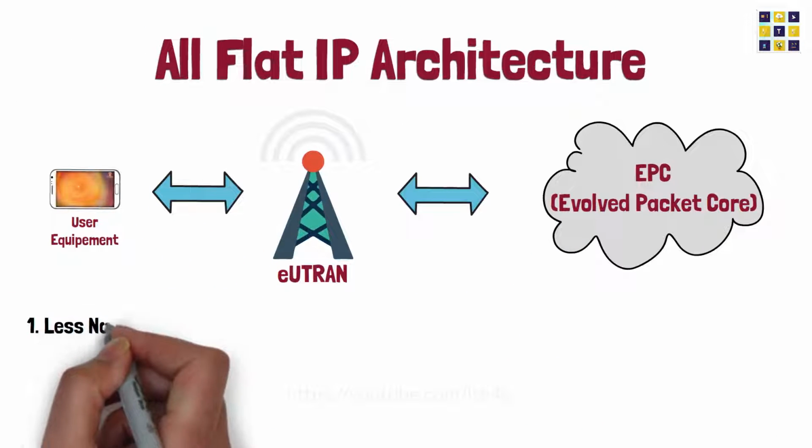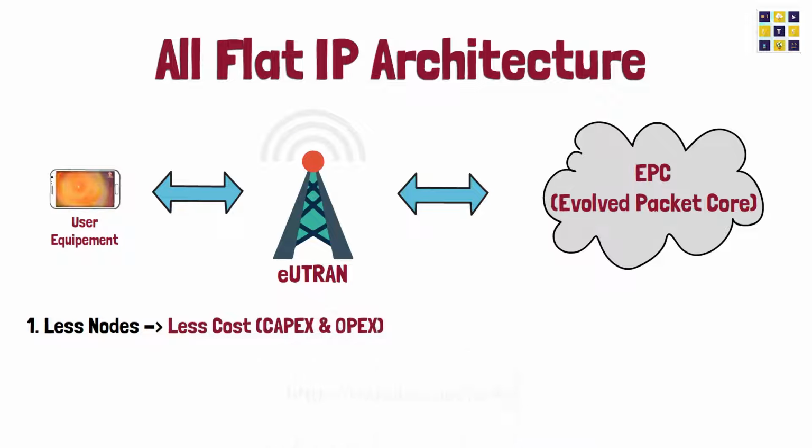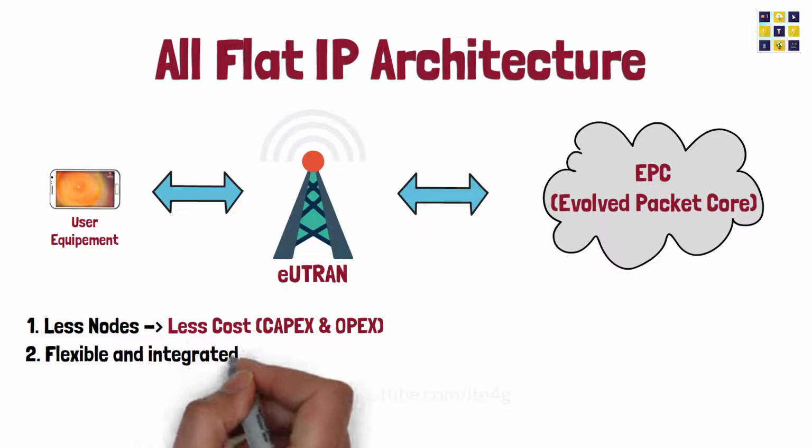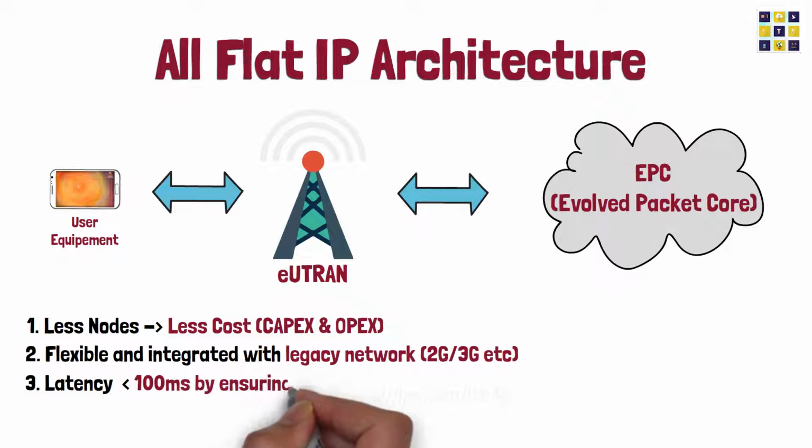So, an all-flat IP core network helped in reduction in the number of network elements, which greatly reduces the investment capital and operational cost, a better flexible core network that can be well integrated with the legacy network, and a lower latency of less than 100 milliseconds by ensuring quality of services on each node of the data plane.